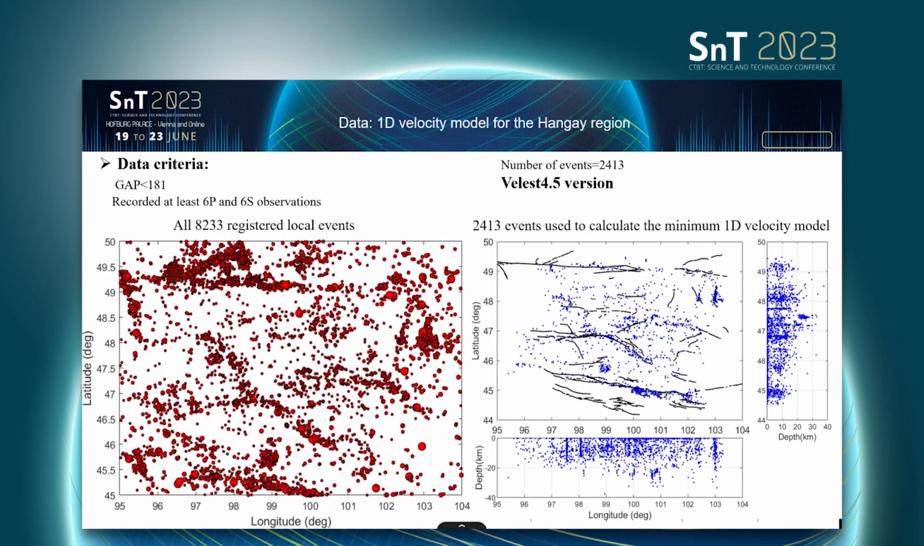Here I will talk about the 1D velocity model for the Hangay region. Between 2012 and 2014, we conducted a Hangay experiment with Lehigh University, and during the experiment we registered 8,233 local events. To obtain the minimum 1D velocity model, I selected 2,413 well-locatable events.